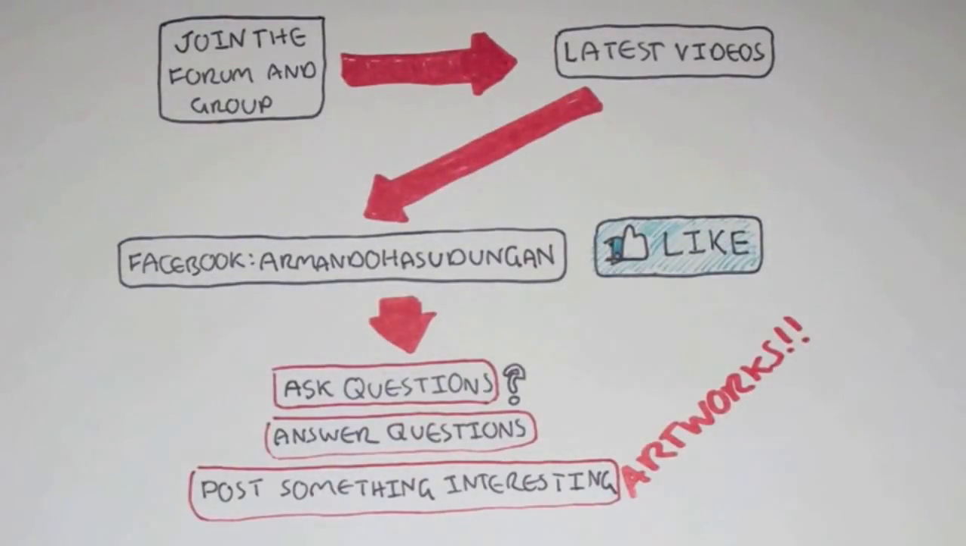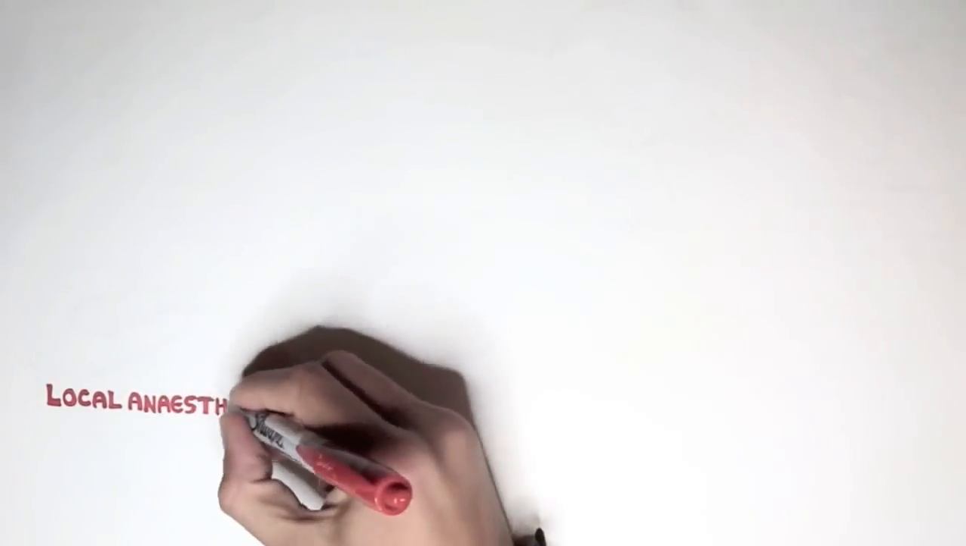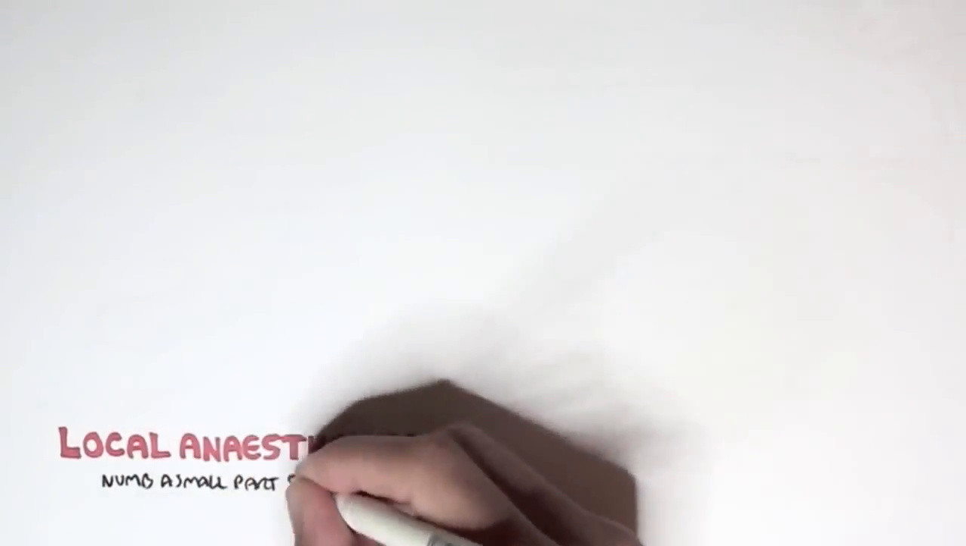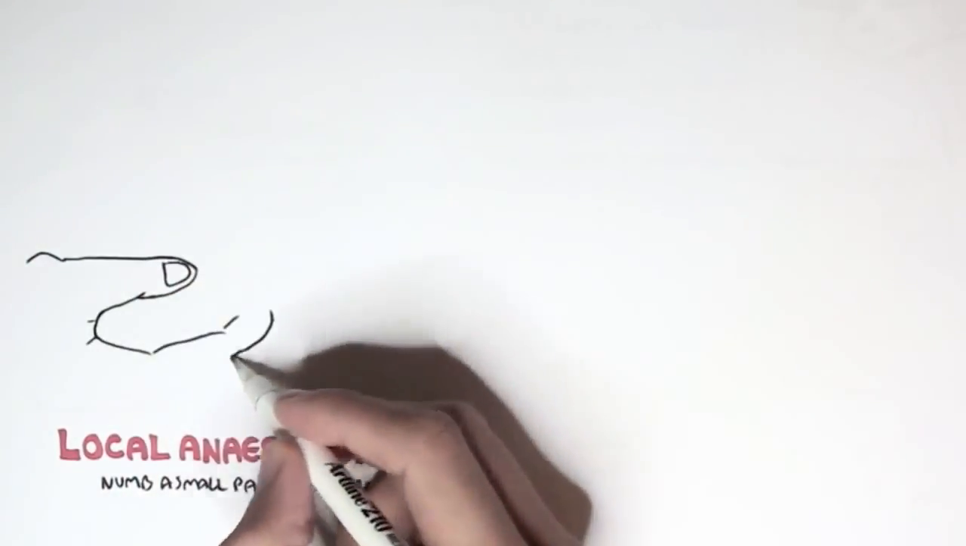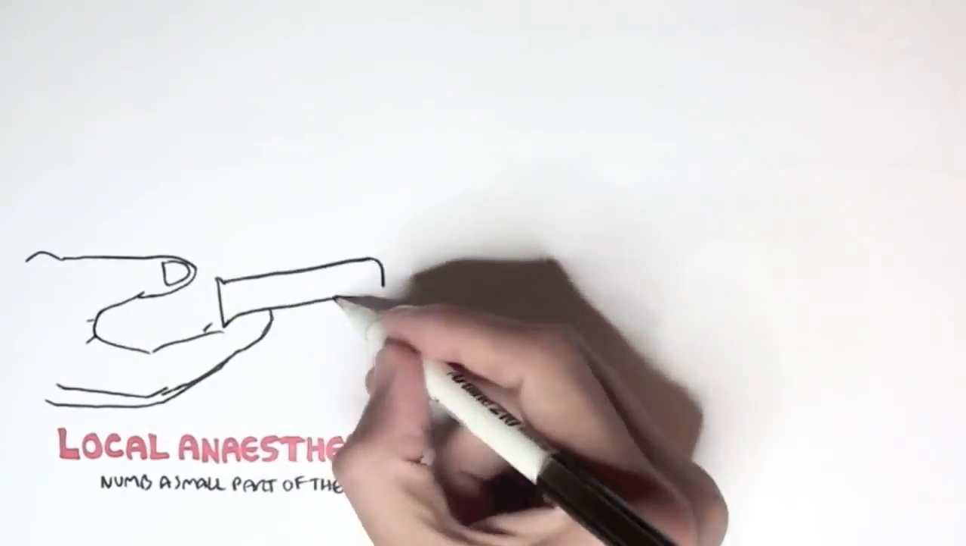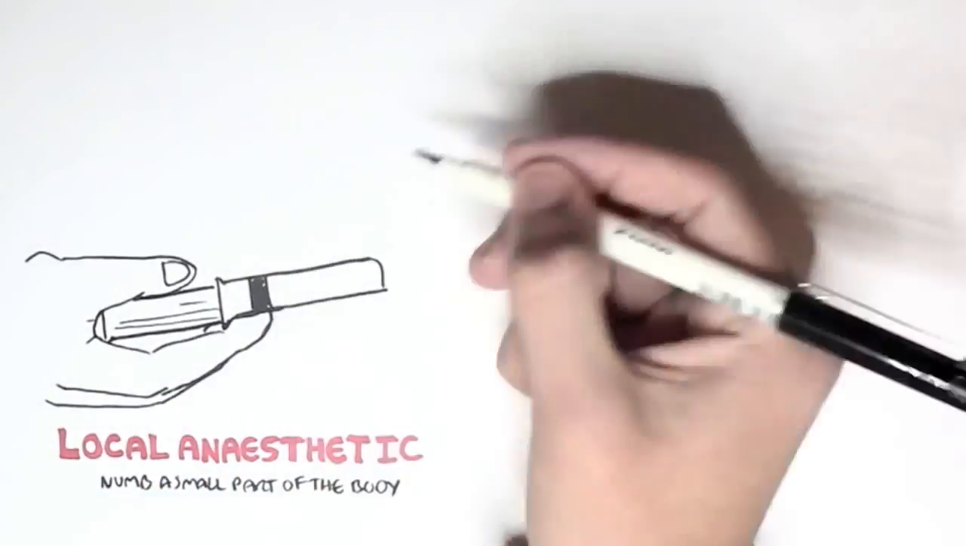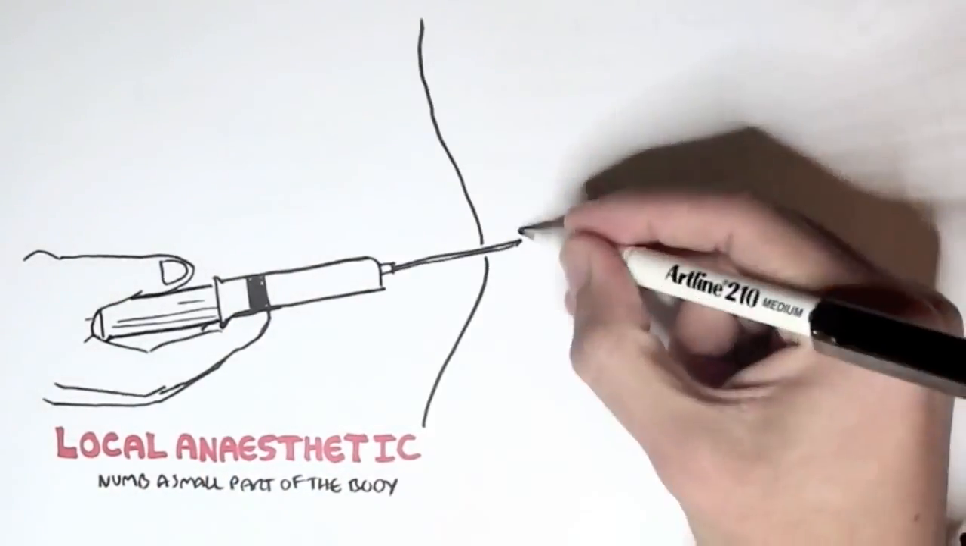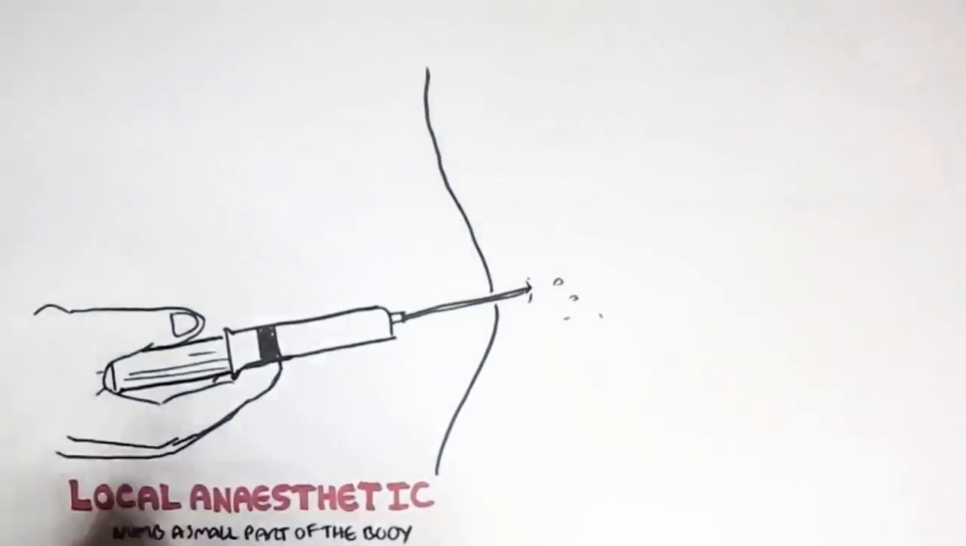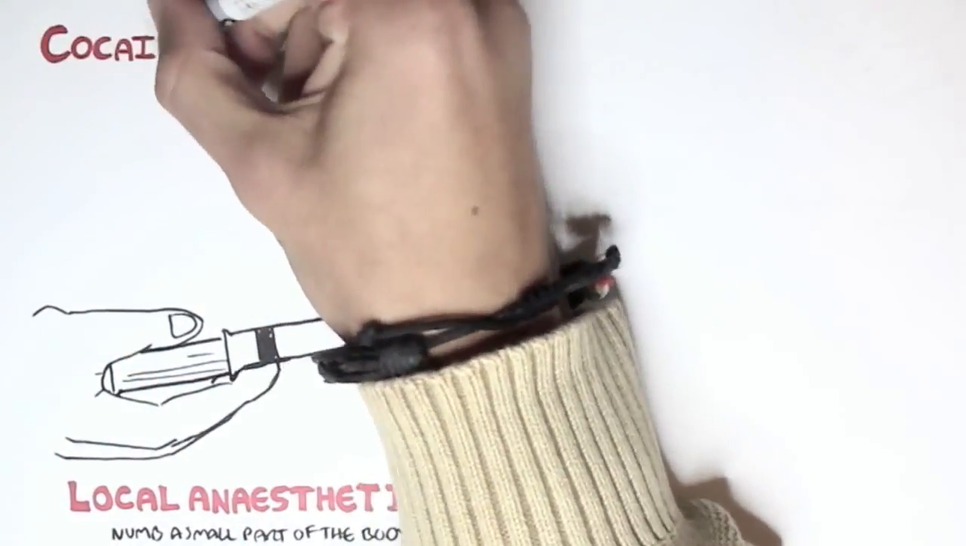In this video, we're going to look at local anesthetics, and this is sort of an overview on local anesthetics to do with pharmacology. Now, local anesthetics are used in minor surgery to numb a small part of the body. So here you can see some doctor injecting some local anesthetics into the body to numb the area so we can't feel anything.